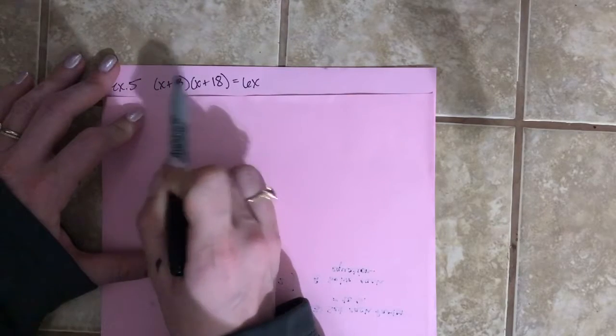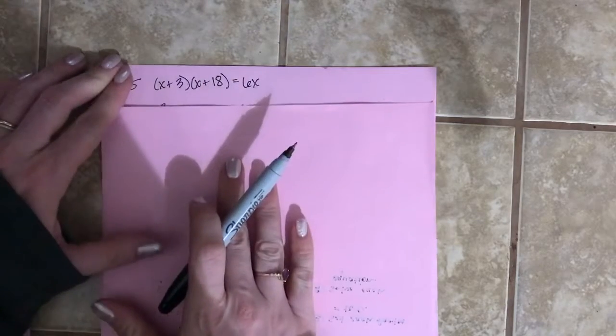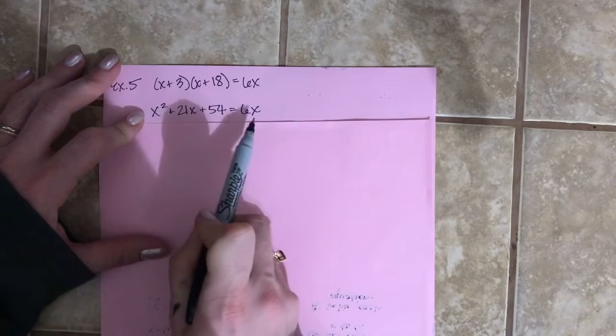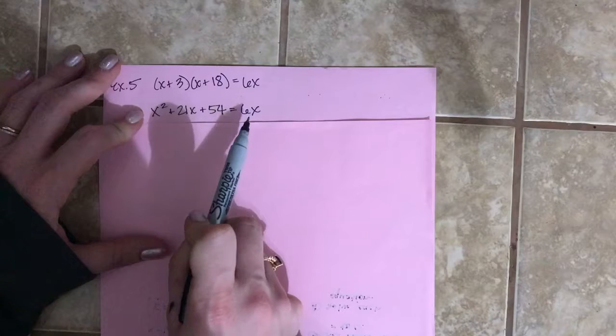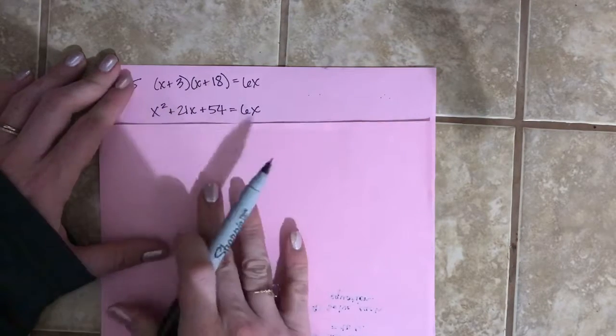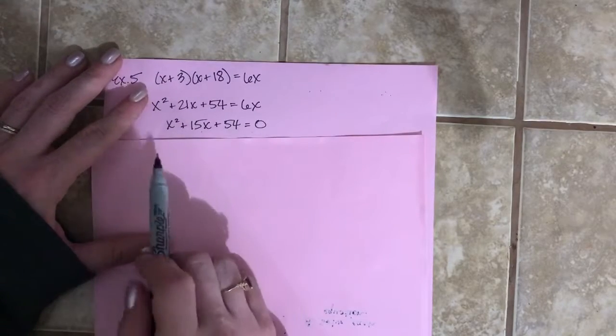So we double distribute to get this. And then I'm going to subtract 6x from both sides. So 6x from here is going to give me 0, and 6x from this like term is going to give me a 15x. So I now have this trinomial to factor.